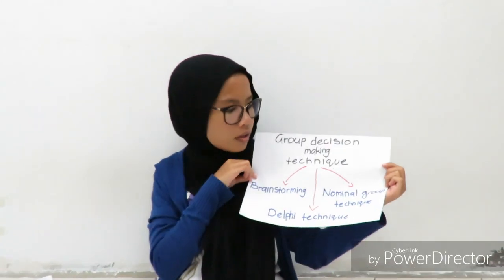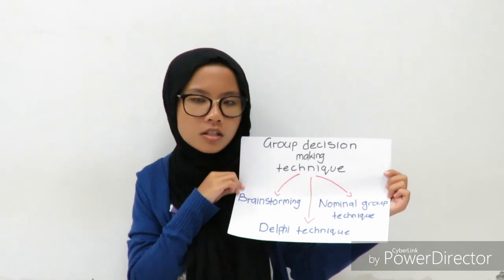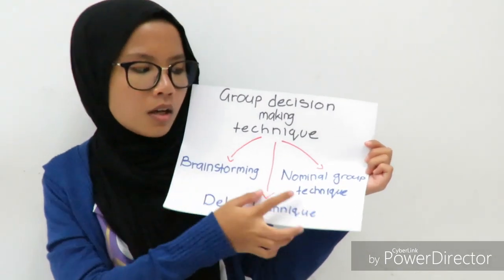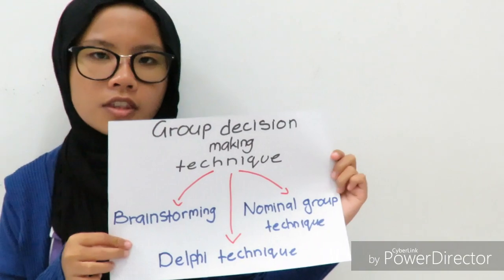Lastly, we're going to talk about group decision making techniques. There are 3, which are brainstorming, nominal group technique and also Delphi technique.